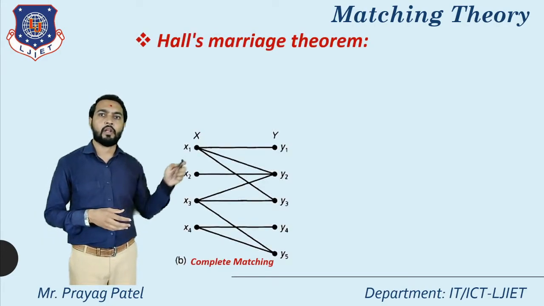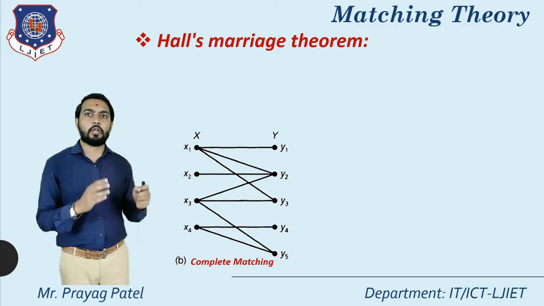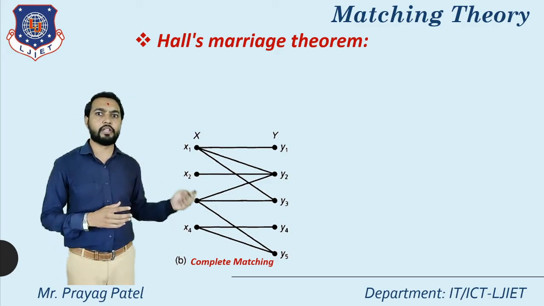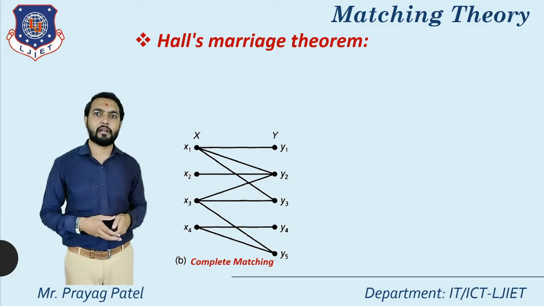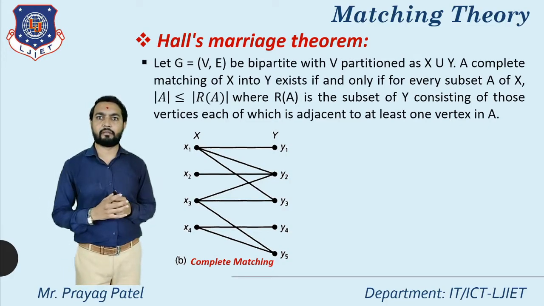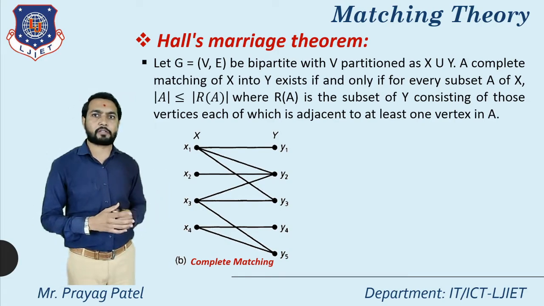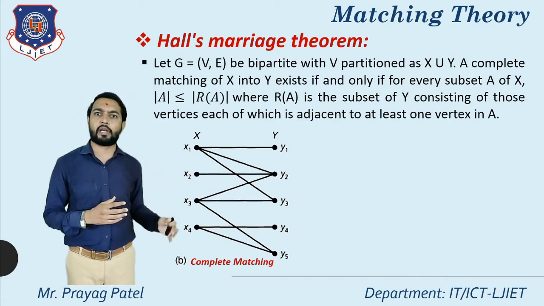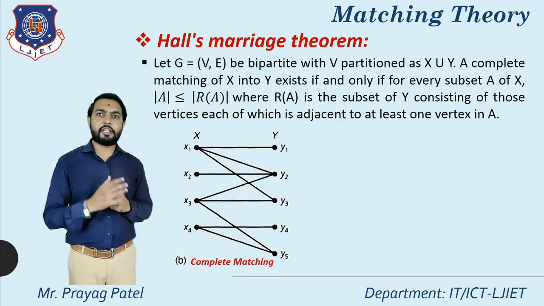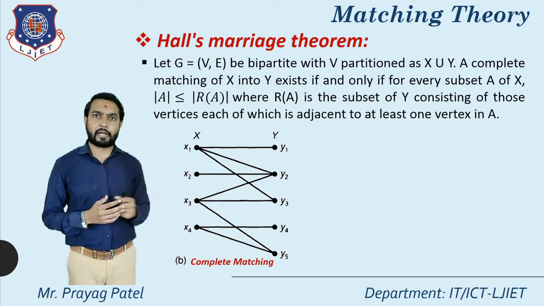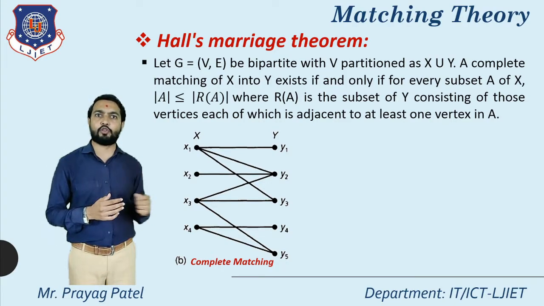Now next theorem is Hall's marriage theorem. In this theorem, this figure is considered a complete matching. For the complete matching, we see x1, x2, x3, x4 are assigned to some values of y1, y2, y3, y4 and y5. Let G equal to (V, E) be bipartite with V partitioned as X union Y.